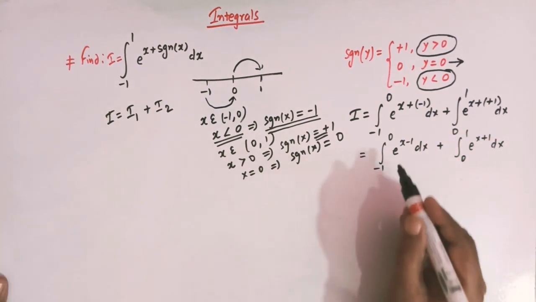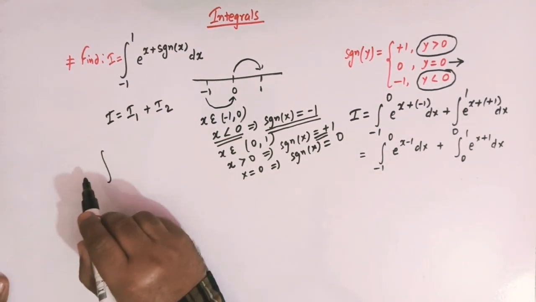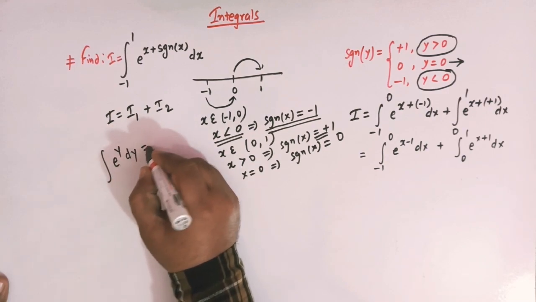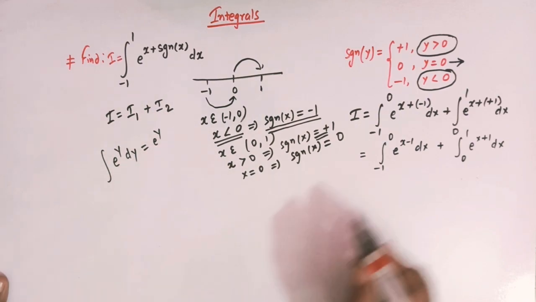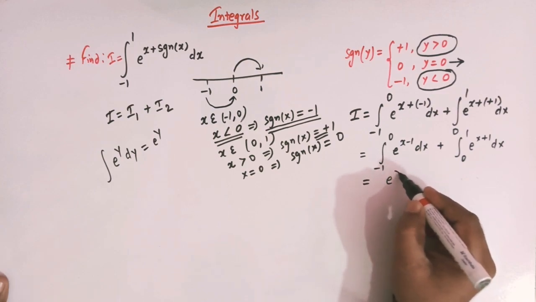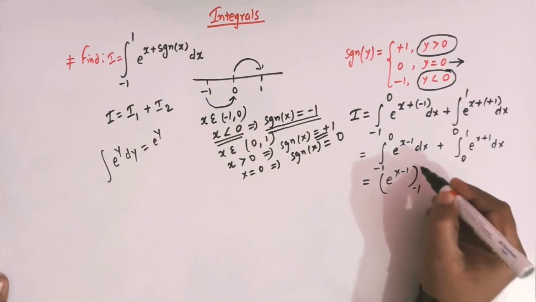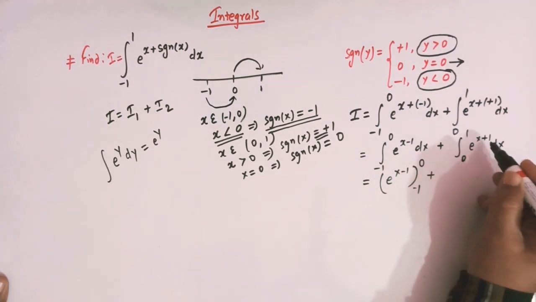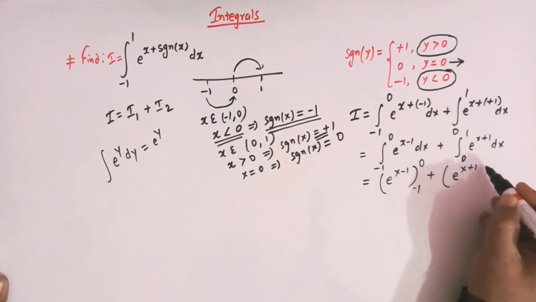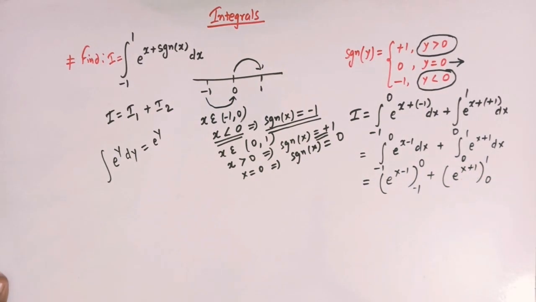Okay, so now here we'll make use of the standard result from indefinite integrals, that is the integral of e raised to y is e raised to y, right? So here the integral of e raised to x minus 1 is e raised to x minus 1, and the limits are from -1 to 0, and here the integral of e raised to x plus 1 is e raised to x plus 1, and the limits of integration are from 0 to 1, right?